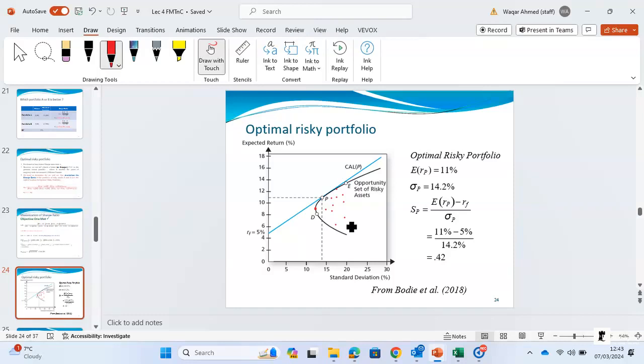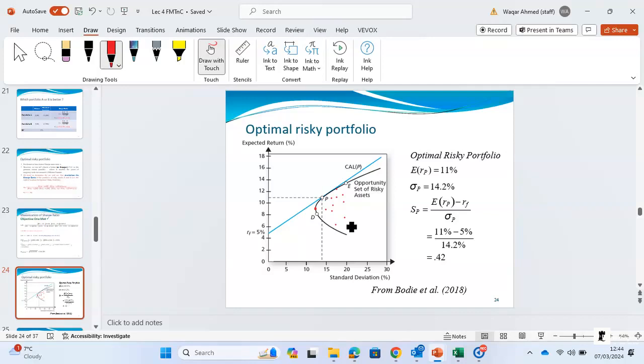Now what we're going to do next is introduce a risk-free asset. Up till now, we were creating a portfolio that will give us the maximum return for a given level of risk, but we were only using the risky assets to create that portfolio. But what if we have a risk-free asset? If we have a risk-free asset, then we have another option to allocate some of our funds to the risk-free asset and some of the funds to the risky portfolio.